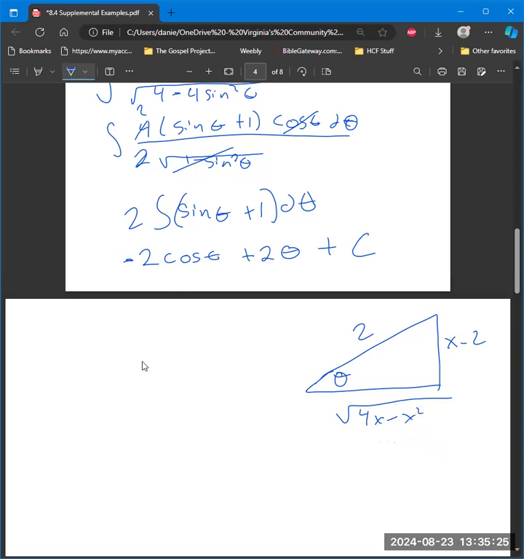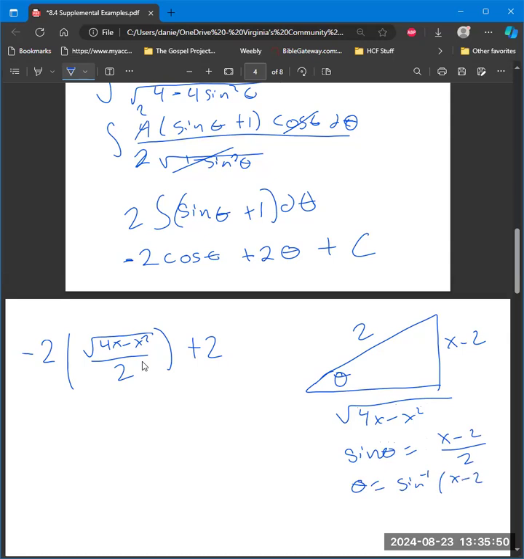All right. So let's make some substitutions now. -2 cosine of x is root 4x minus x squared over 2 plus 2 theta, if sine theta is equal to x minus 2 over 2. Theta is equal to arc sine of x minus 2 over 2.